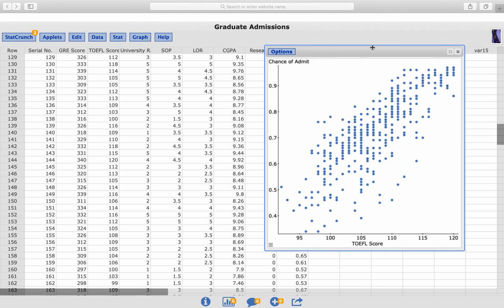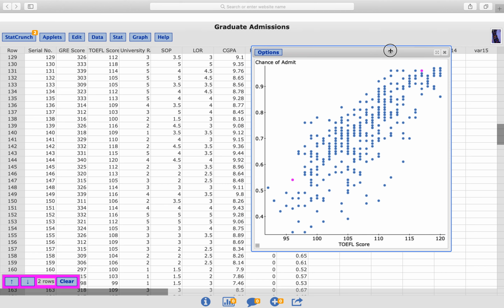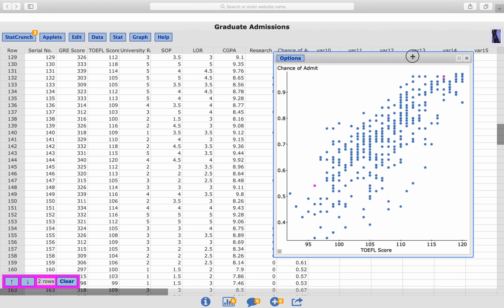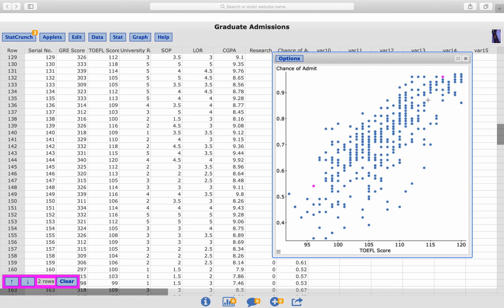And this one, as we can see, also as their TOEFL scores are increasing, their chance of admission is also increasing. This one over here had a chance of admission of 0.96, and their TOEFL score is 117. While on this end, TOEFL score only 96, only a 54% chance of admission. So as we can see, our scatter plots can help us see the relationship between two variables, and helps us visualize that.